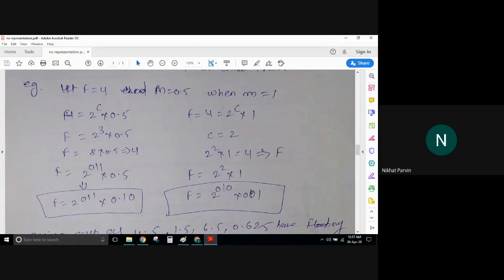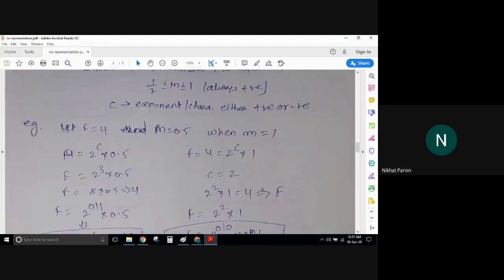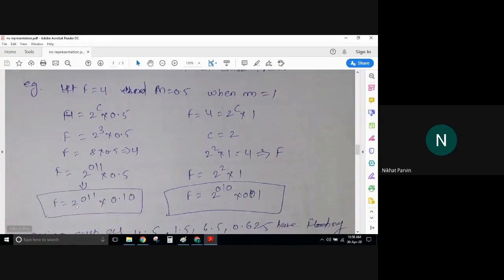If you remember SDLD, what will you do? For 0.5, you are doing binary representation, right? It is a fractional part. 0.5 into 2, your answer is 1.00. Then again multiply with 2, you will get this answer only. So the ultimate way of representing that 4 is this. I want f equals to 4. How to represent it with the help of a floating point number is this: that 4 is nothing but 2 power 011 into 0.10.